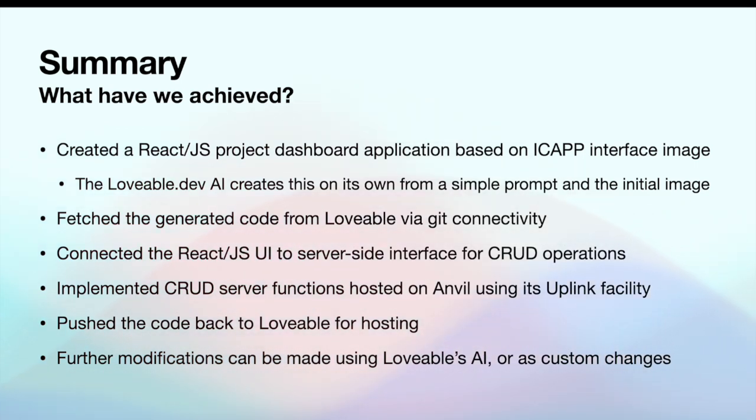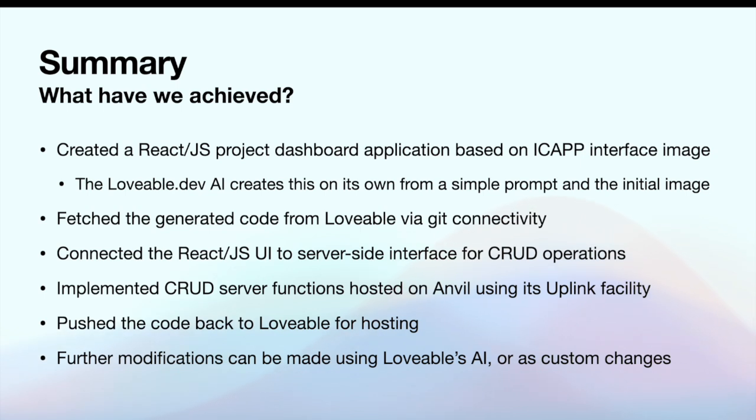We then fetched the generated code from Lovable via Git connectivity. So we own the code. That's key, getting local control. Then we connected the React.js UI to a server-side interface. Yes, for full CRUD operations, so important for any dynamic app. Create, read, update, delete. All there. And we implemented those CRUD server functions too, hosted on Anvil, using its Uplink facility, which is so clever. It's so streamlined. And then we pushed the code back to Lovable for hosting. A complete circle. Seamless deployment.